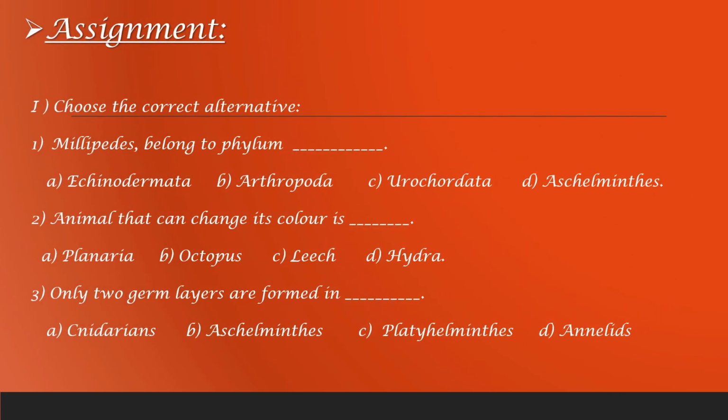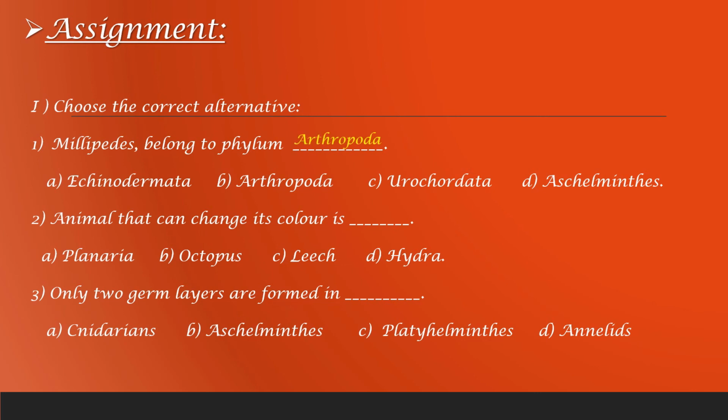Now students, here is an assignment for you all. You have to choose the correct alternative. So the first question is, millipedes belong to phylum dash. And the options given are Echinodermata, Arthropoda, Urochordata, Aschelminthes. So what is the answer? Yes, millipedes belong to phylum Arthropoda.